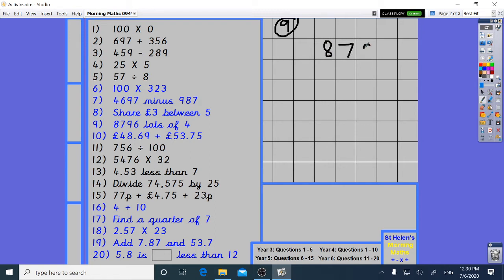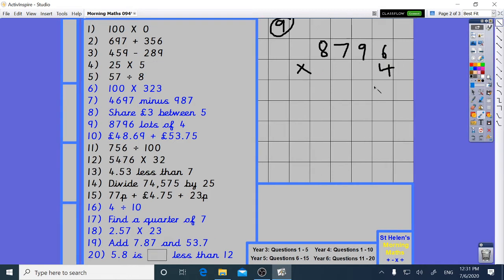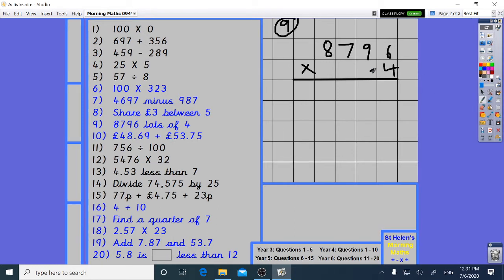8,796, multiplied by 4. Don't need to worry too much about the lines, we're only going to have a 1. So 4 times 6, 24. 4 times 9 is 36, plus 2 is 38. Get rid of that. 4 times 7 is 28, plus 3, 31. 4 times 8 is 32, plus 3, 35. 35,184. Moving on to number 10.